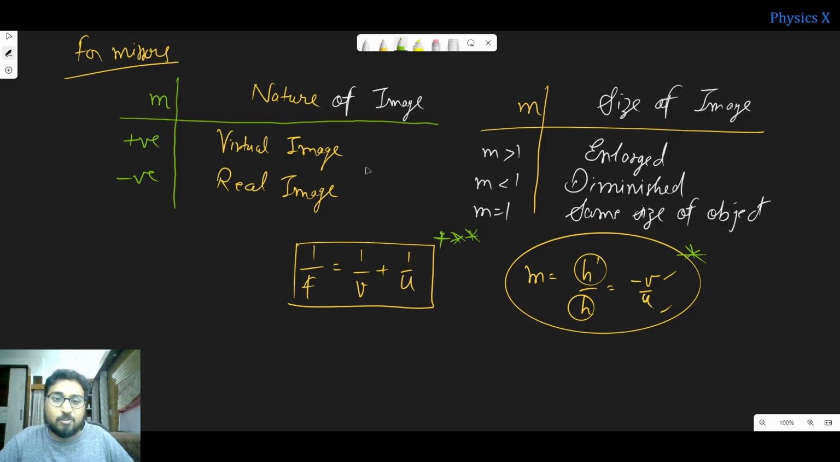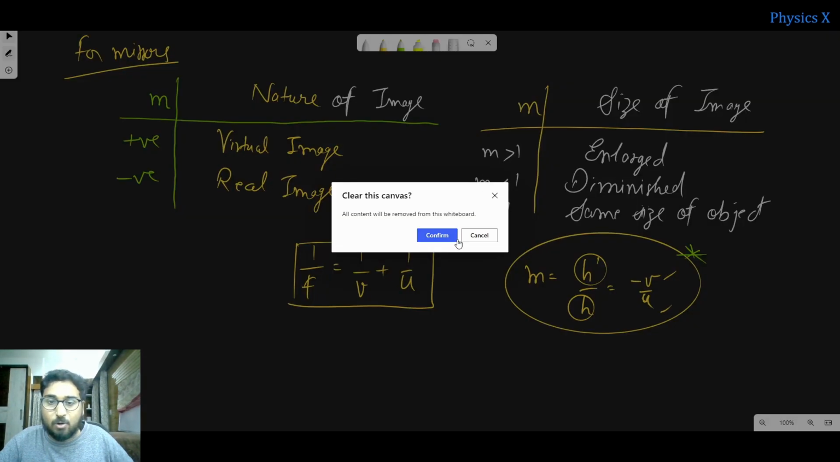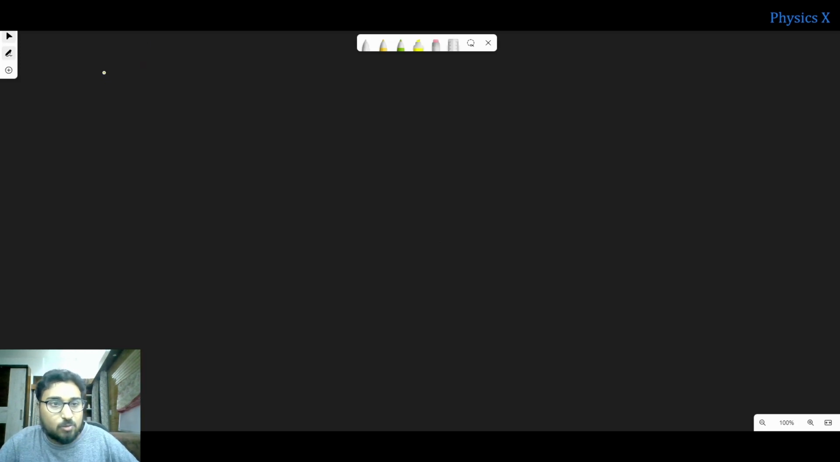Now at last, let us see some of the uses of convex mirror, because we haven't seen this. So uses of convex mirror.